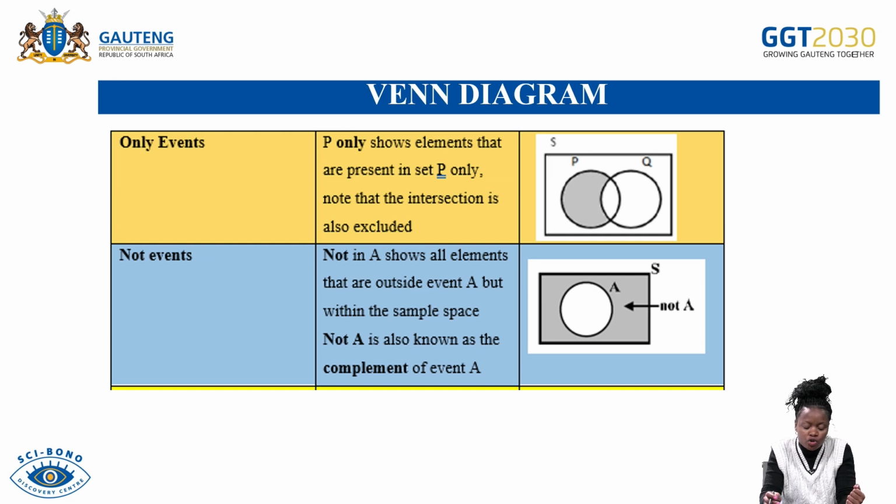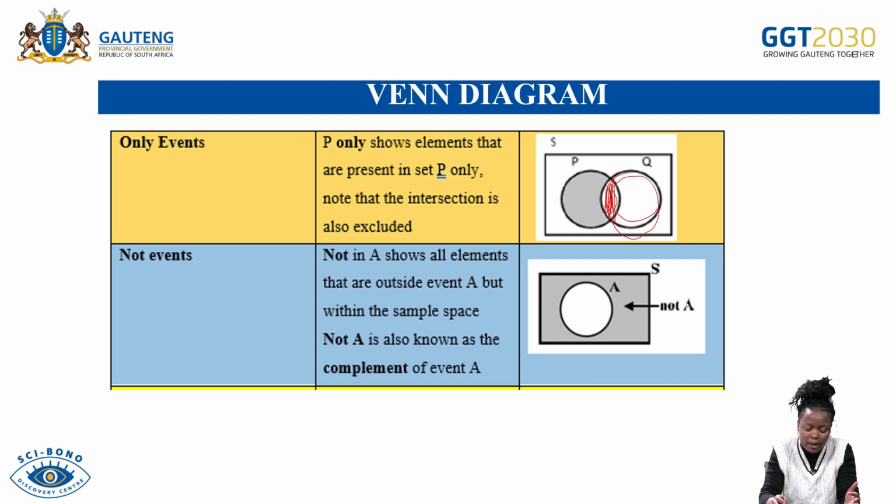So P only shows elements that are present in set P only. Note that the intersection is also not included. Why is this intersection excluded? Because this intersection has got the part of Q, of the event Q, and we are looking for P only, excluding the Q. So the intersection is also excluded. Ne?